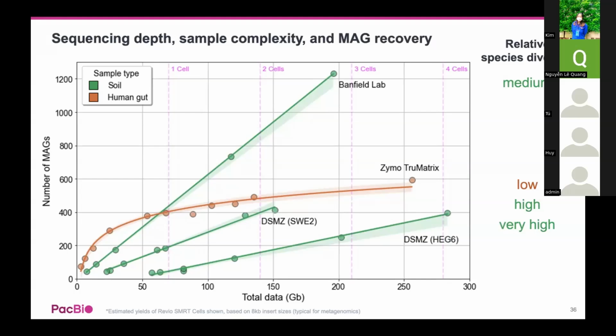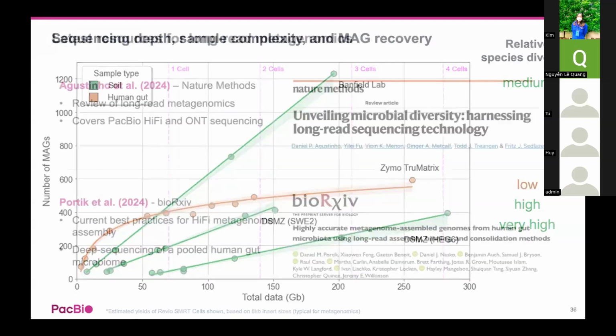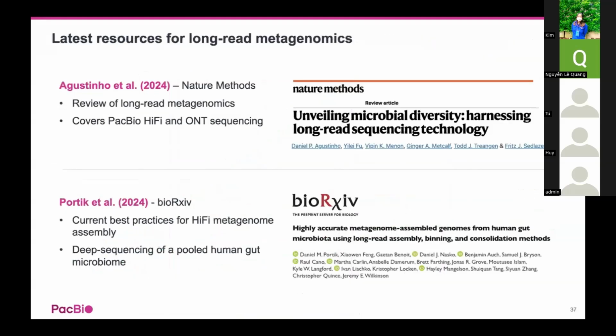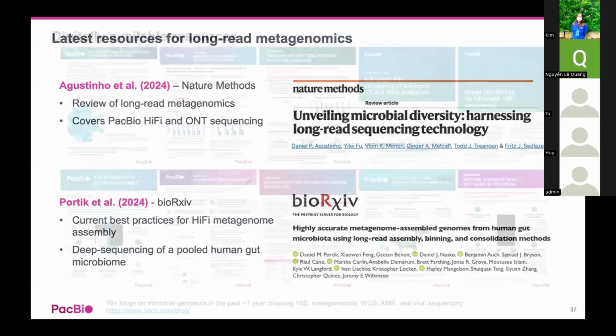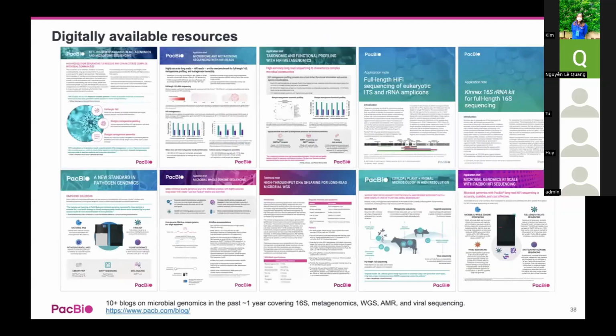And so here we have provided the latest publications on long-read metagenomics. The top one is a review paper covering both PacBio HiFi and ONT sequencing. And the bottom one is our preprint discussing the current best practices for HiFi metagenome assembly. And finally, we have all these digital resources available for your reference, and you can access all of them at our website, pacb.com.